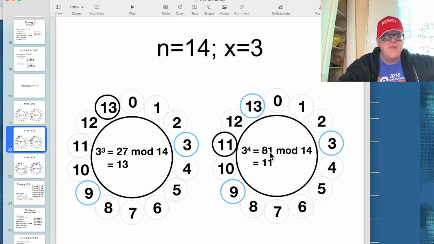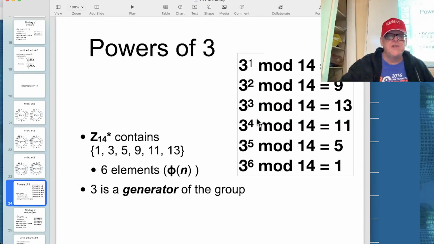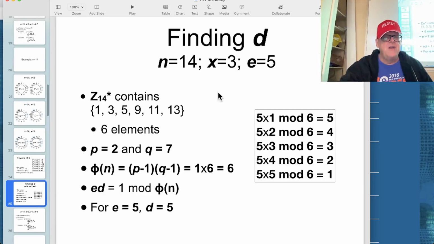3 to the 4th is 81 mod 14, so that's a multiple of 14 plus 11. And 3 to the 5th is 243, and that'll get you another one of these. The point is, this is the generator. Here's the chart of all of them. These are the 6 elements in the group. All of them are generated, and you end up with 1. So Z star 14 contains those 6 numbers. 3 is a generator.